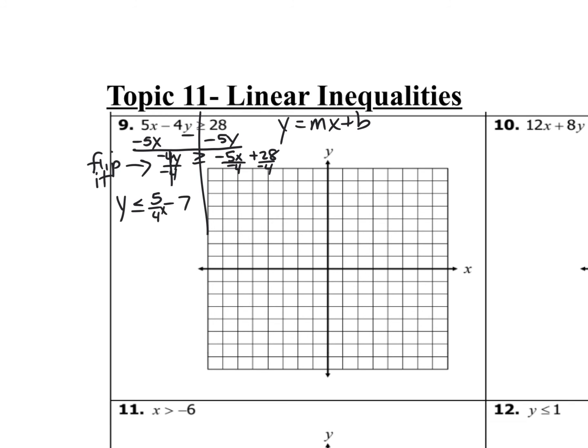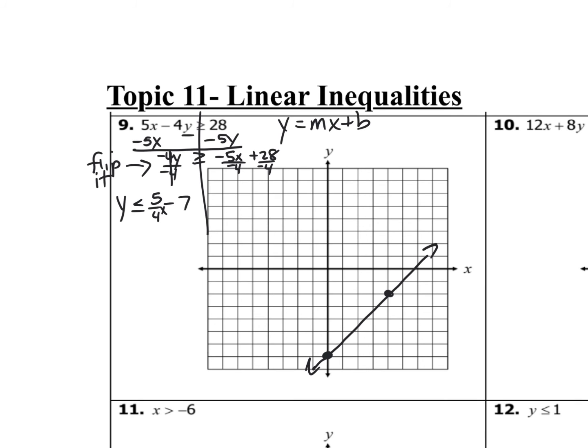Oh, x is right there. So we go to negative 7, make a dot. We go up 5, right 4. Connect the dots. Now this is a solid line.